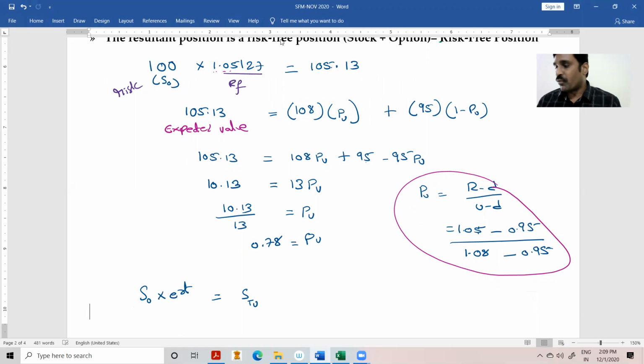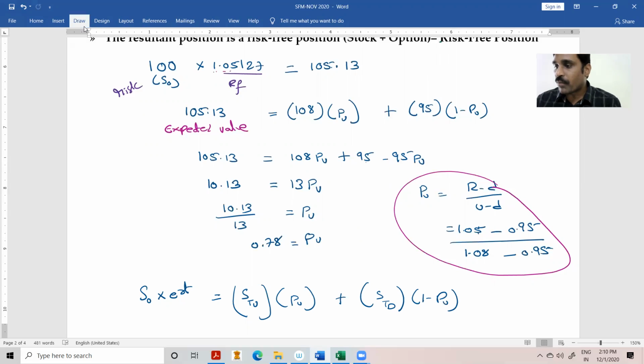So the stock price moving up is multiplied by the probability of moving up, plus the stock price moving down. ST means the value of the stock at termination. U stands for if the stock rises. STD means the value of the stock at termination if the stock price falls down, into 1 minus PU. This is the formula.